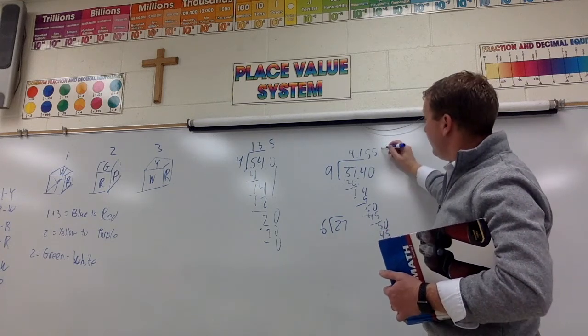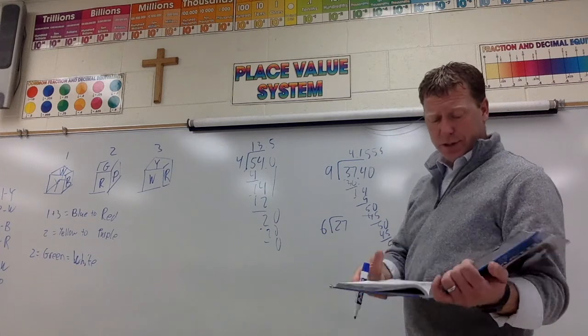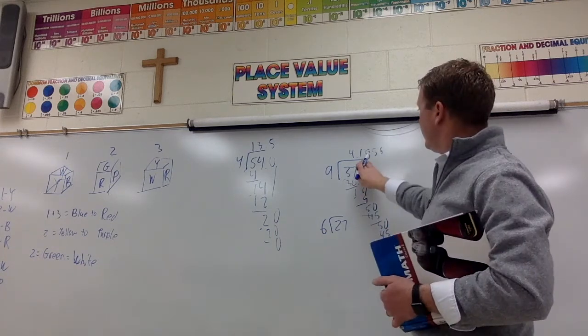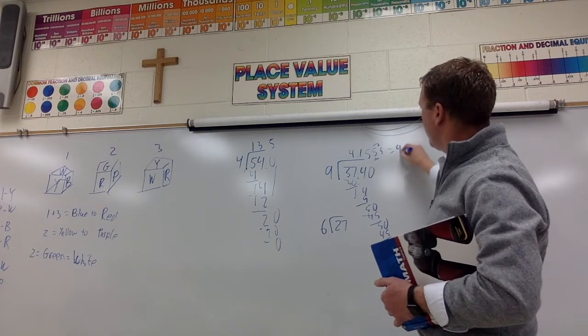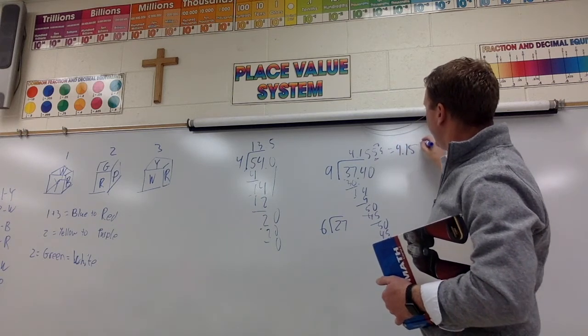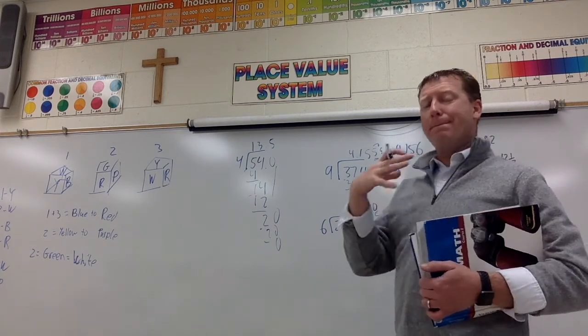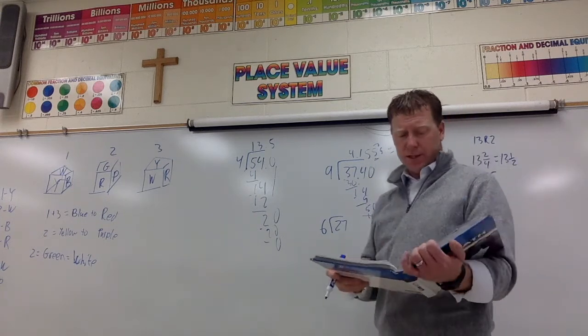It's going to be repeating 5, but they told me to round to the nearest thousandths. Tenths, hundredths, thousandths. Look to the 5, it goes up. So my answer is 4.156. So my book told me what to round it to, so it doesn't go on forever.